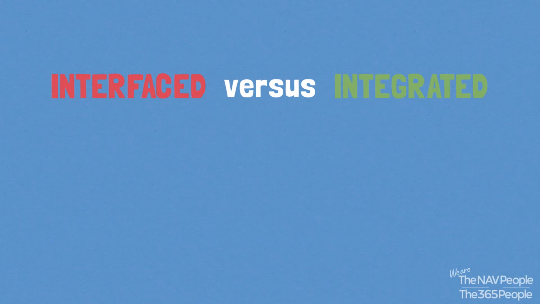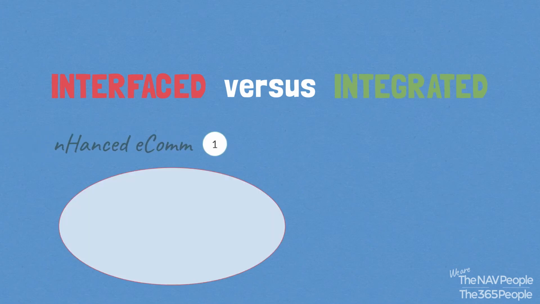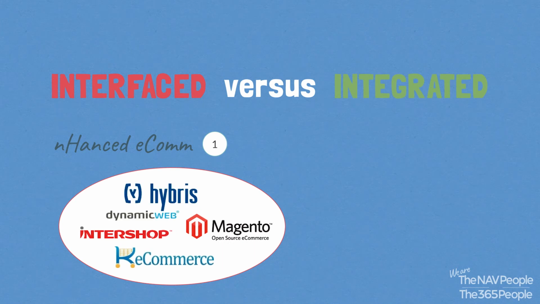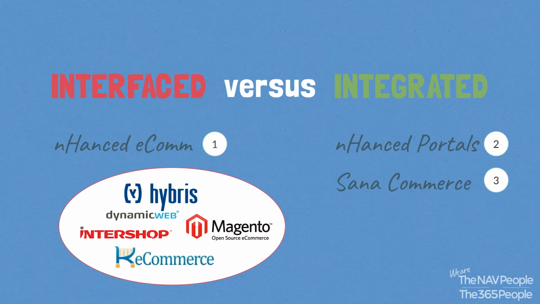It is important to bear in mind that this distinction being used here between interfaced and integrated is not generally used in the industry, so when people, and that does actually include me, talk about web integration, often we're talking about interfaces, but it is a useful way of thinking about it whilst making a decision over what suits you best. In the case of enhanced eCom, we can interface with any number of different websites. In the case of enhanced portals and Sana Commerce, then you already have an integrated solution which includes the website with the product.